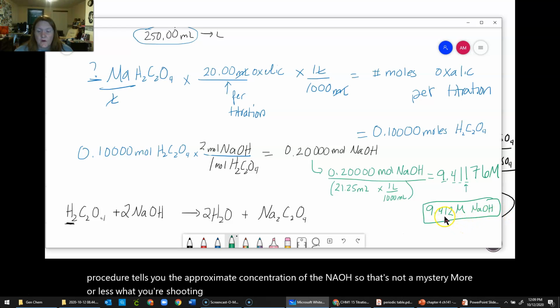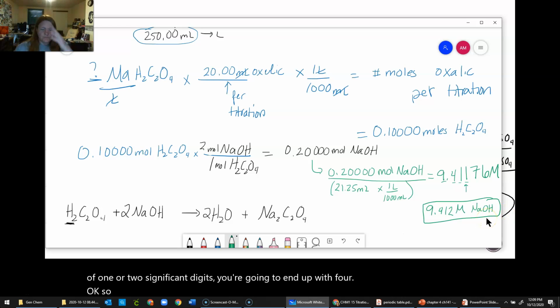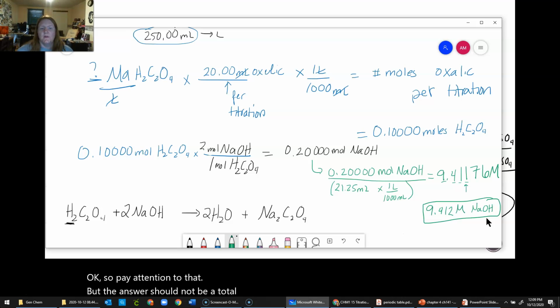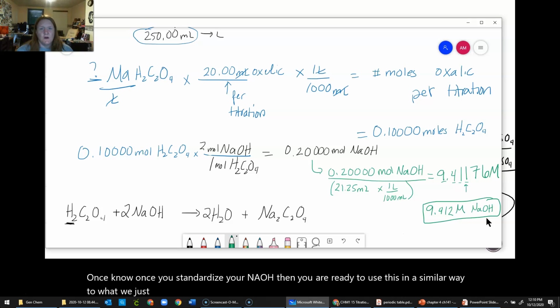The part that you're solving is the sig figs, right? So instead of 1 or 2 significant digits, you're going to end up with 4. Okay, so pay attention to that. But the answer should not be a total surprise to you. Once you've standardized your NaOH, then you are ready to use this in a similar way to what we just did to calculate the amount of your unknown acid.